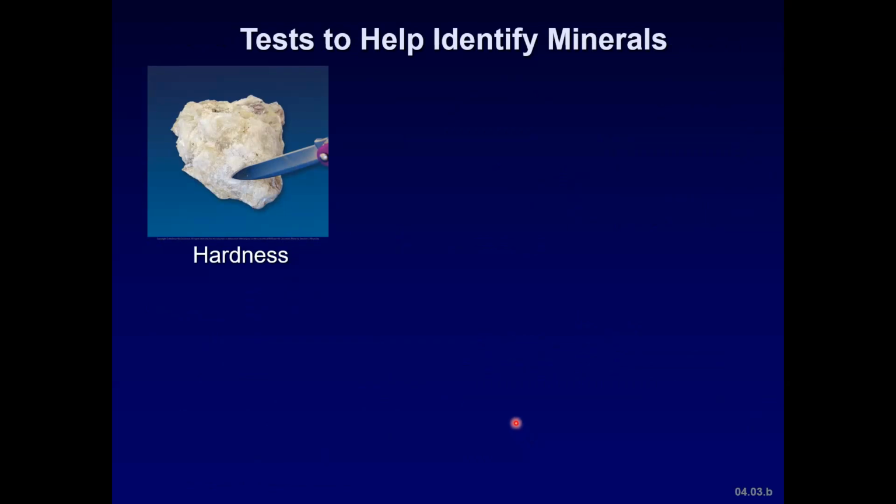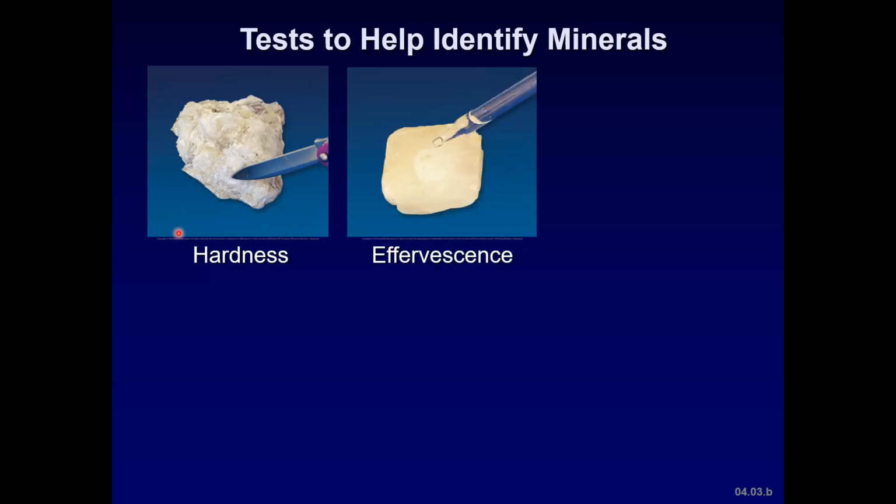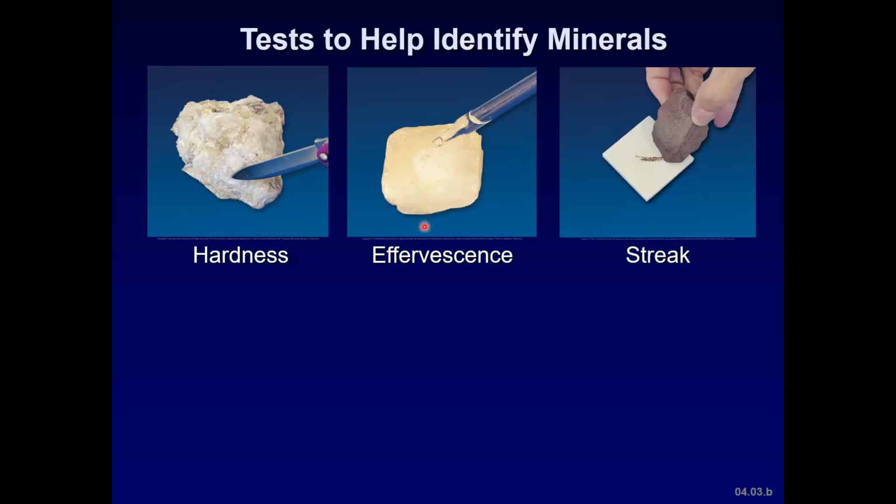There are some tests we can do to help identify minerals. One of them is hardness. Look at the Mohs hardness scale to see how hard or soft a mineral is relative to another. We can look at effervescence, which helps you distinguish a carbonate mineral from, say, a silicate, or calcite versus dolomite. Calcite is going to effervesce when a little bit of dilute hydrochloric acid is placed on it. And we can see that here. That's what the bubbles are.